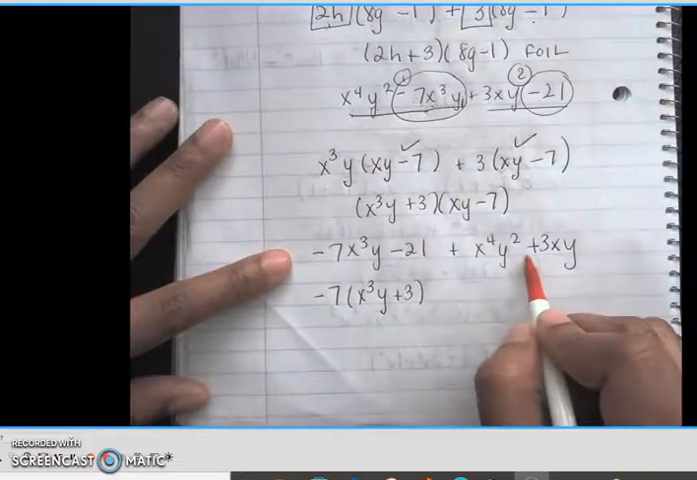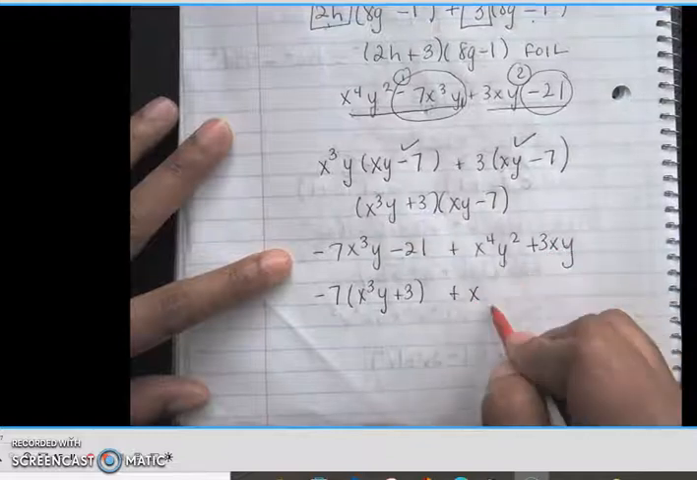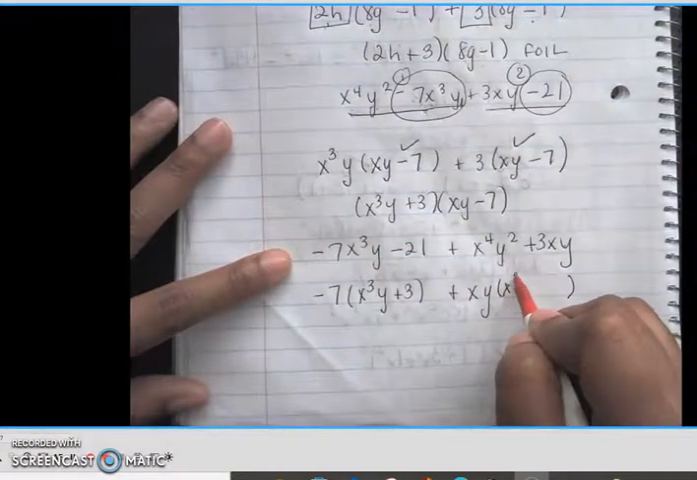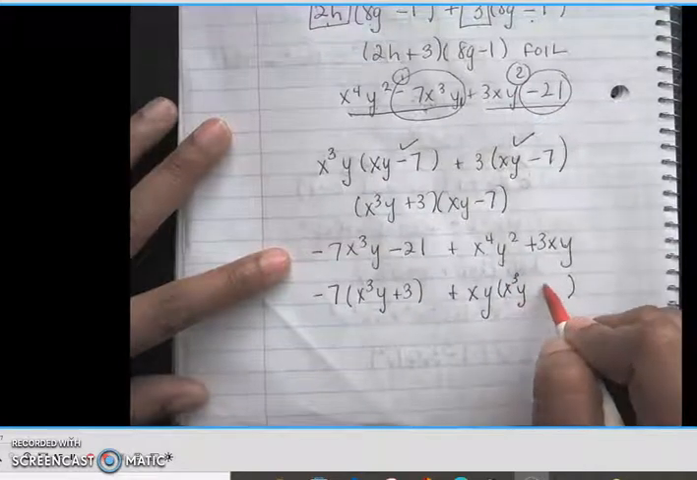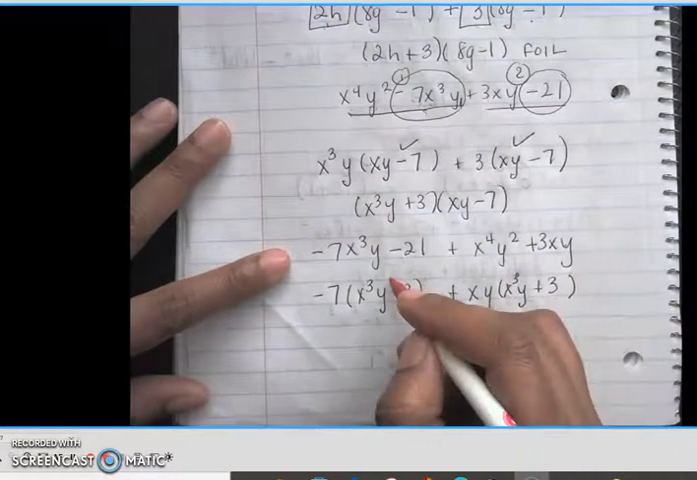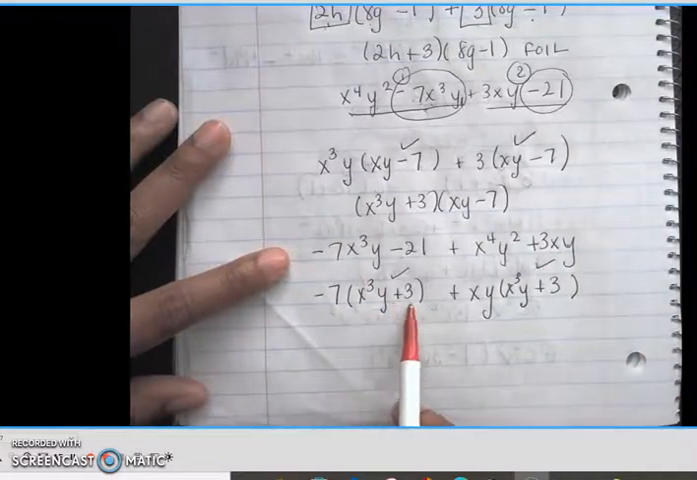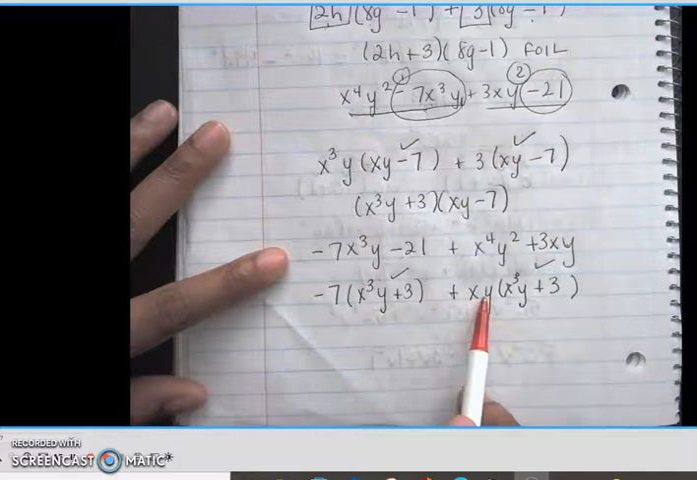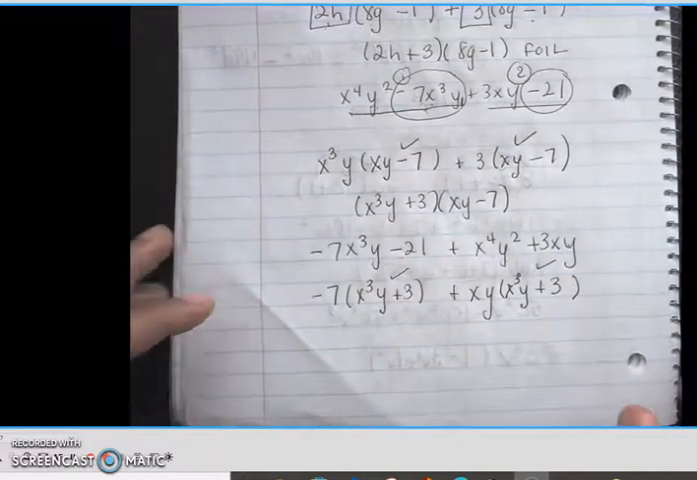And then for this one, I can pull out 1x, 1y. That leaves me with x cubed y and then plus 3. And see, it still matches. So x cubed y plus 3 matches, and then that -7 plus xy, it's the same. All right, one more.